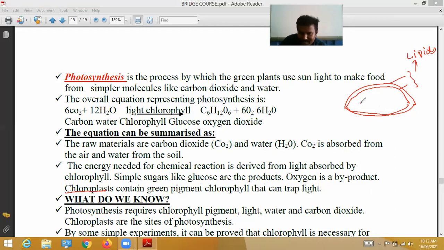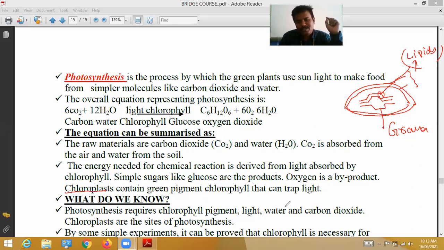Inside the chloroplast, this is called grana, or granum, with thylakoids. In the grana thylakoid, there is a membrane which is also made up of lipids. In this lipid membrane, along with the chlorophyll pigment, other pigments are also located. Those pigments absorb solar energy and convert it into chemical energy.